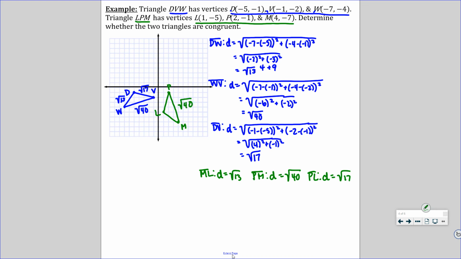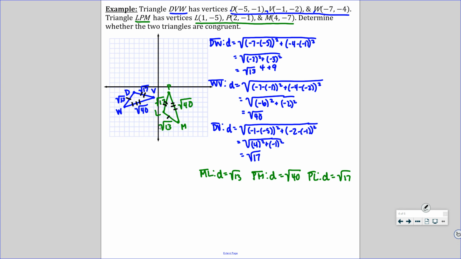Square root of 40, PL, square root of 17. So now you can kind of see which sides correspond to which side. ML is square root of 13. Apparently it is congruent. So they are congruent. This side's congruent to this side, same length. This side's congruent to this side, and that long side is congruent.